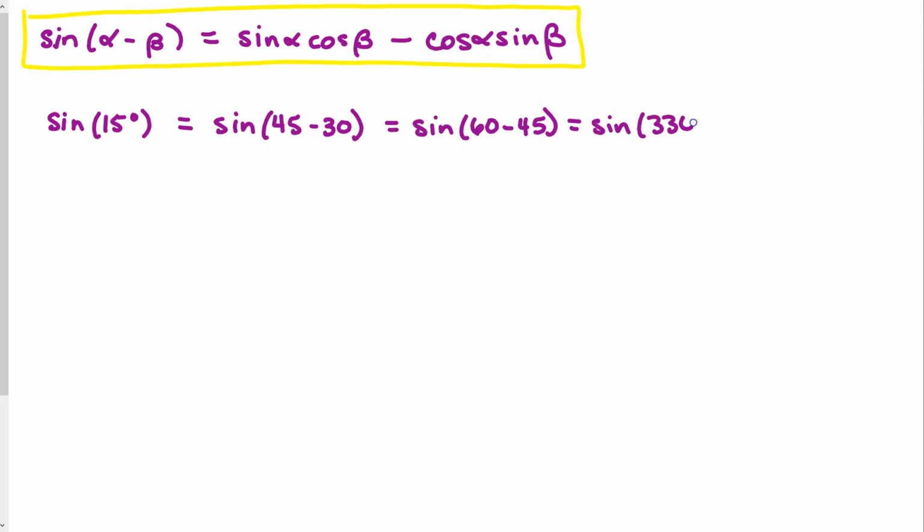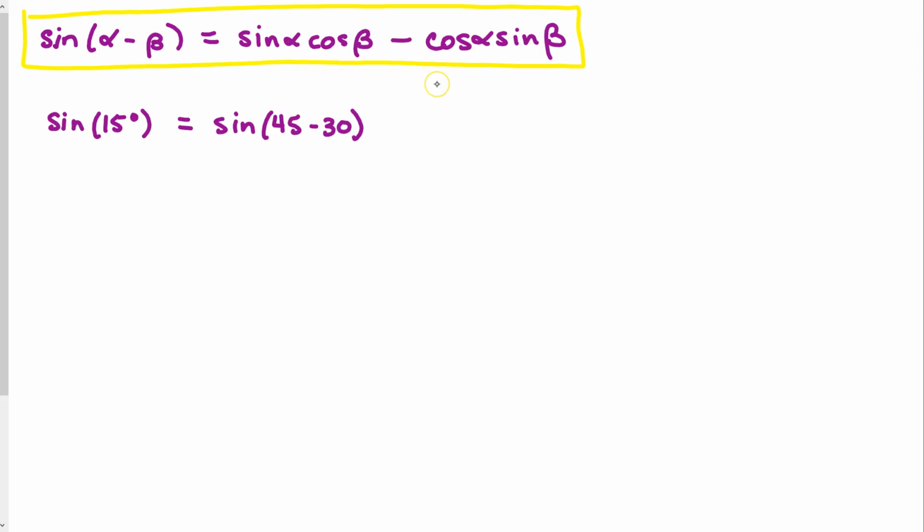The point I want to make is there are lots of different combinations that you could use that subtract to give you 15 degrees. Always choose two angles that are angles that you know how to find exact values for, like 330, 315, 60, 45, 30, etc. I didn't list all the possibilities. There are lots and lots and lots. And it will give you the same answer every time if you do it right. So I'm just going to do the first one, because why not?